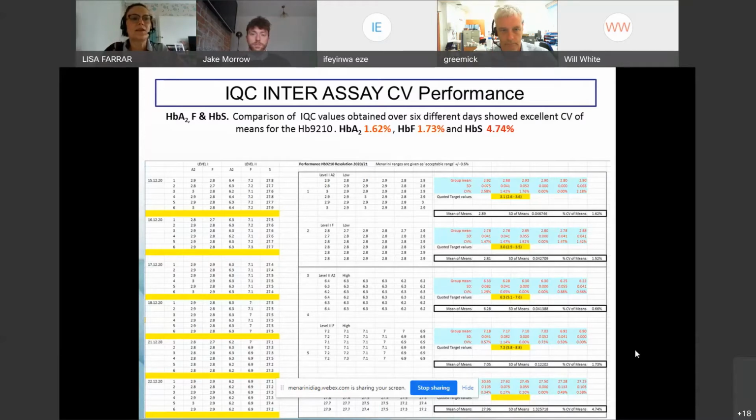Looking at the comparison between both of the evaluations in 2017 and now, we found the CV for both evaluations were good, with the highest CV of 4.74 for hemoglobin S, followed by F at 1.73 and A2 at 1.62. It is generally considered that an interassay CV of less than 15% is acceptable. So the analyzer passed the first step in the critical performance criteria analysis we were doing on it.